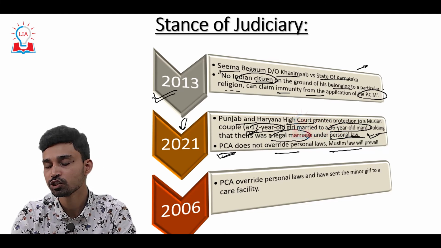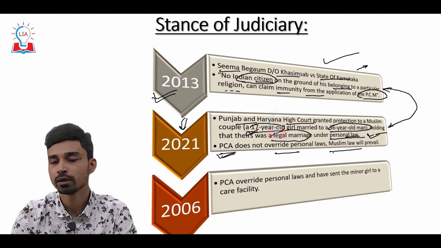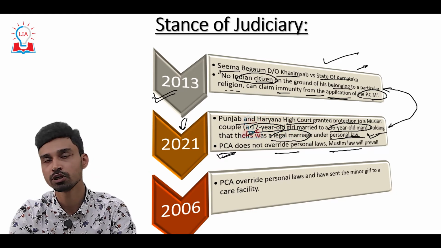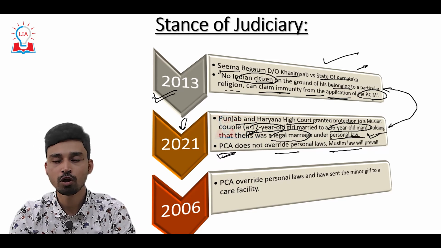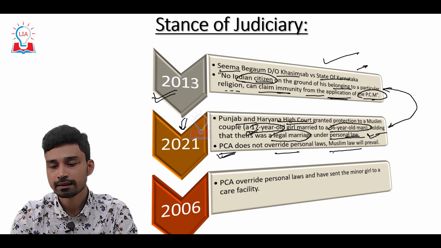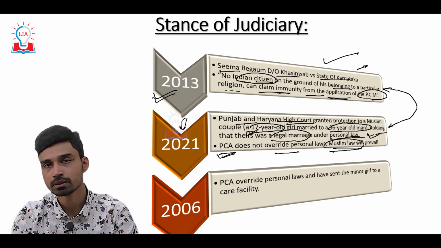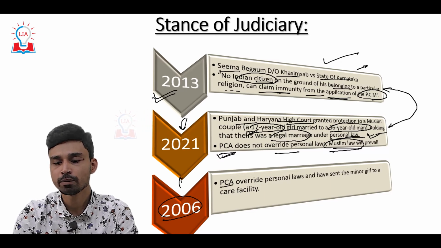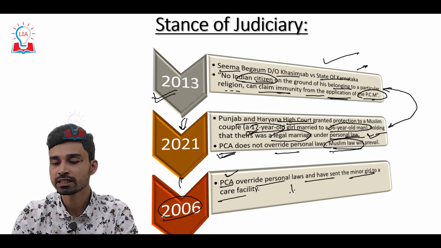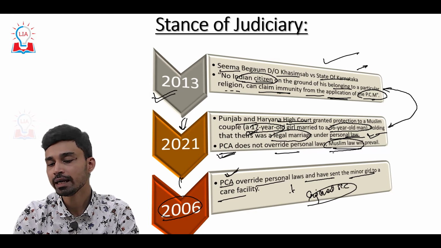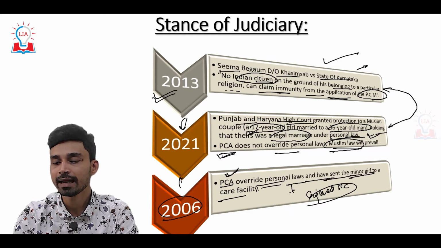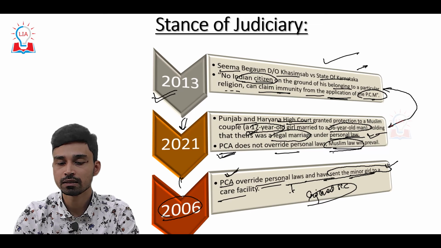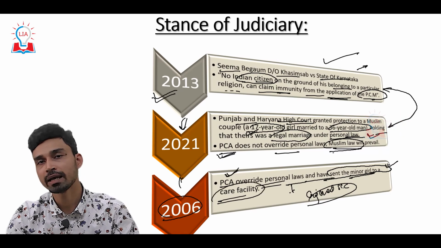So we can see we have two different instances in the judiciary. One is from the Karnataka High Court, where the court clearly said that the Prohibition of Child Marriage Act will override Muslim personal law, while the Punjab and Haryana High Court said that Muslim law will prevail over the Prohibition of Child Marriage Act. One other example is from 2006, where the Supreme Court said that the Prohibition of Child Marriage Act overrides personal laws. It was the Gujarat High Court which clearly stated that the Act overrides any personal laws of any religion, and taking that into account, the High Court sent a minor girl to a care facility and said that her marriage is nullified.